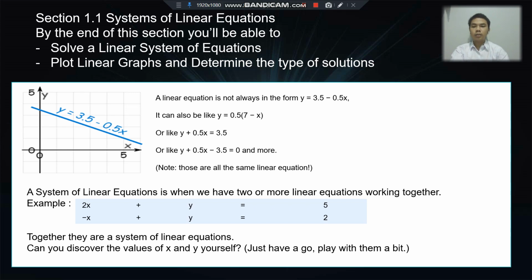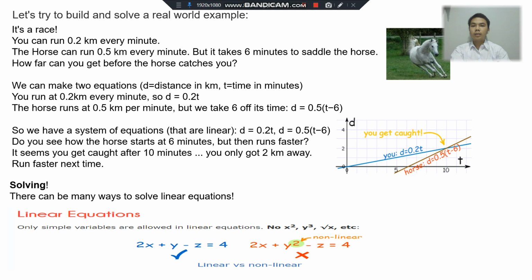Now the next slide. This is an example of a linear equation about a human racing a horse. You can run 0.2 km every minute. The horse can run 0.5 km every minute, but it takes 6 minutes to saddle the horse. How far can you get before the horse catches you?